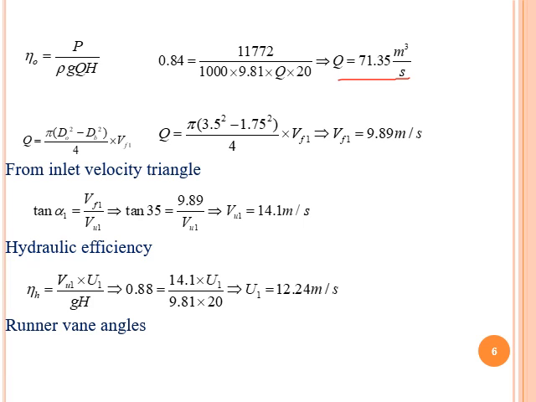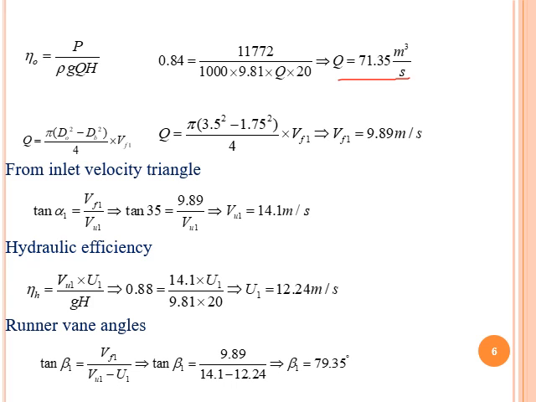Now what are the runner vane angles, that is the beta 1 angle as well as the beta 2 angle. From the inlet velocity triangle, tan beta 1 is equal to Vf1 by (Vu1 minus U1). So tan beta 1 equals 9.89 divided by (14.1 minus 12.24). By substitution of this we get the blade angle at inlet, that is 79.35 degree.